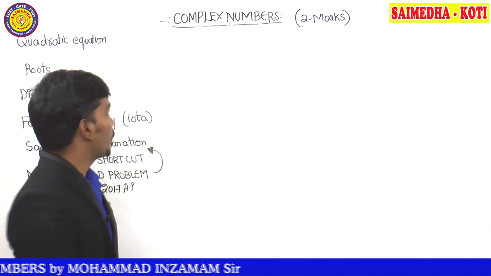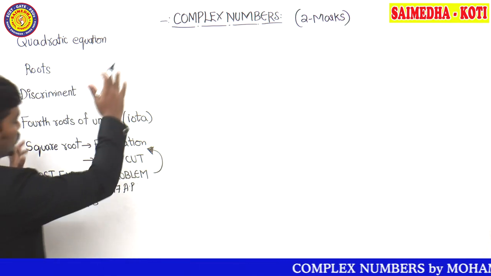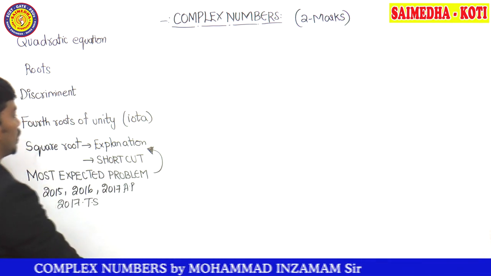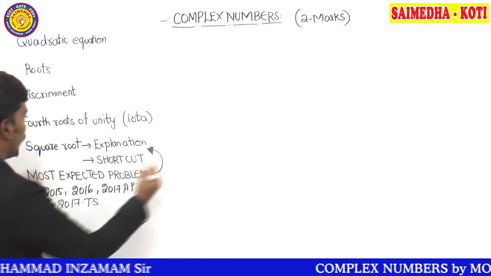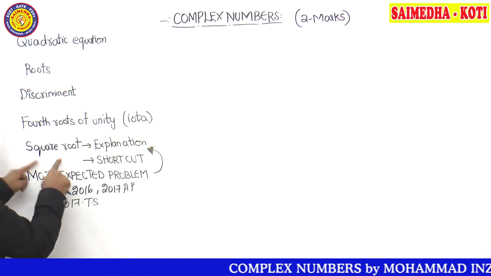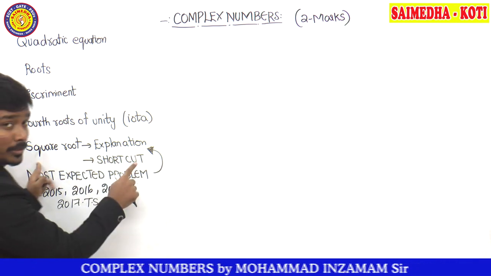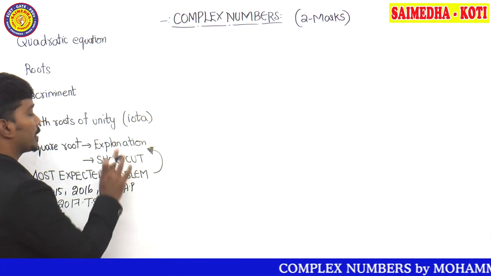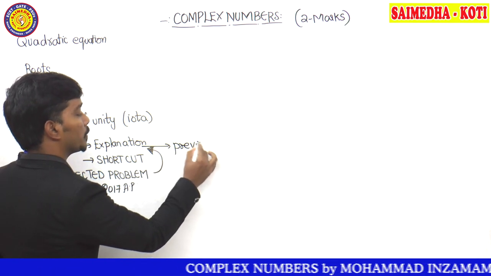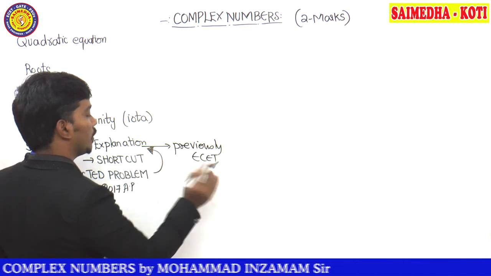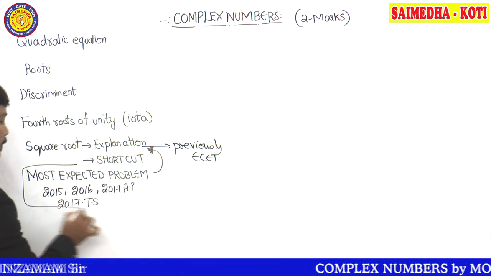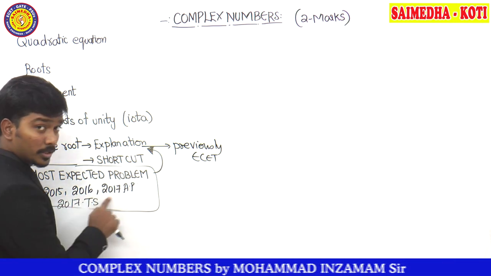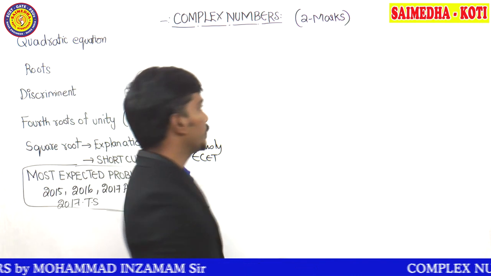Let's try and understand complex numbers, guys. First of all, without wasting time, let's go into the topic. First we are going to discuss the quadratic equation roots, then the discriminant and how it is related to complex number, and the most important topic here, guys, that is the fourth root of unity. What is the meaning of iota? We will see the square root explanation, and then we'll see a shortcut within some 10 to 15 seconds only. You are going to get a shortcut for complex numbers, and that is also a previously appeared ECET question, guys. And how are we going to solve it? Let's see. And at last, this is the important topic, guys, most expected problems from complex number, which already appeared consecutively in 2015, 2016, 2017 and again in the 2017 Telangana examination.